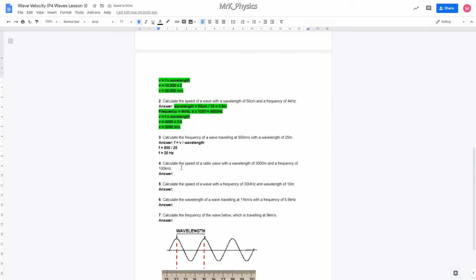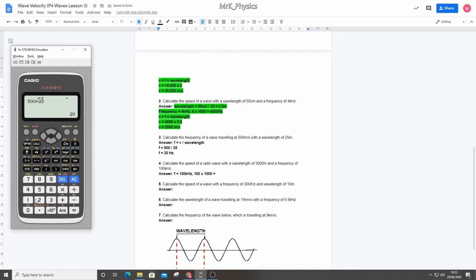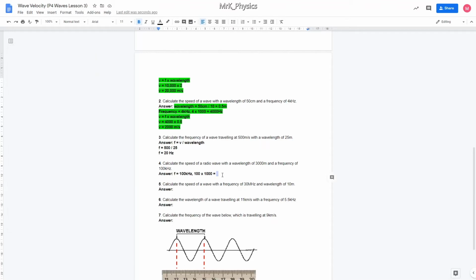Again, just having a look at these units. So we've already got wavelength in meters, so that's all good, but we've got 100 kilohertz. So let's put here frequency equals 100 kilohertz. We'll just do our conversion calculation. So we'll do 100 times by 1,000, just getting that into our hertz. If you want to, you can use the calculator. 100 times by 1,000, conversion into hertz. And just be careful with how many zeros there are. It looks like it's going to be 100,000.